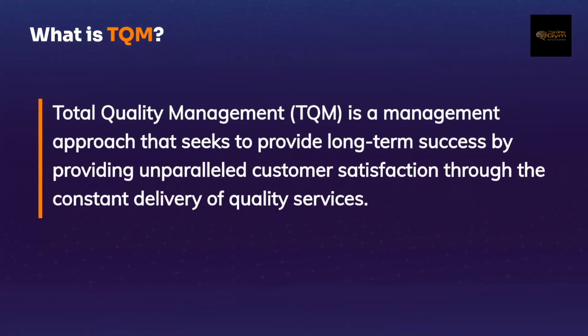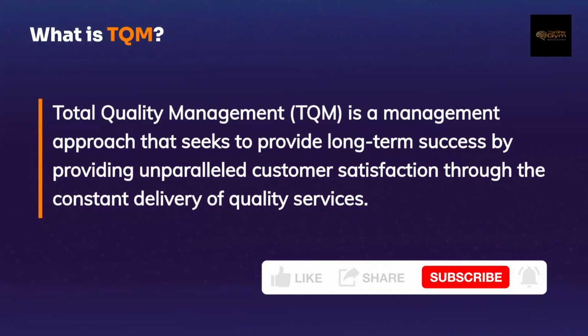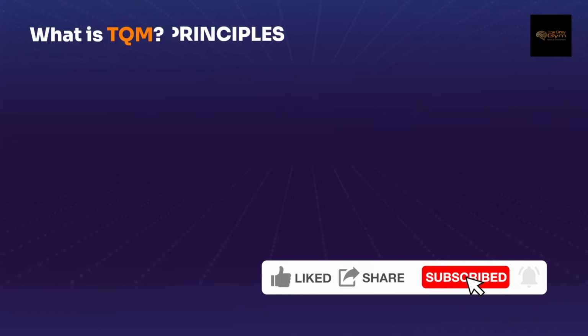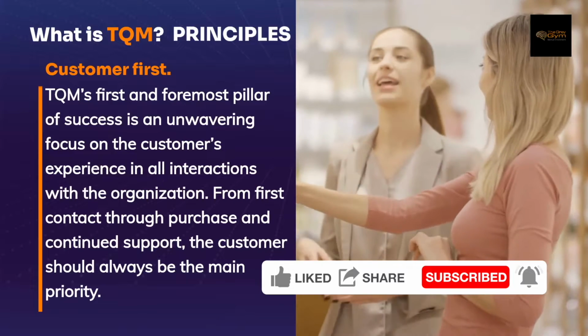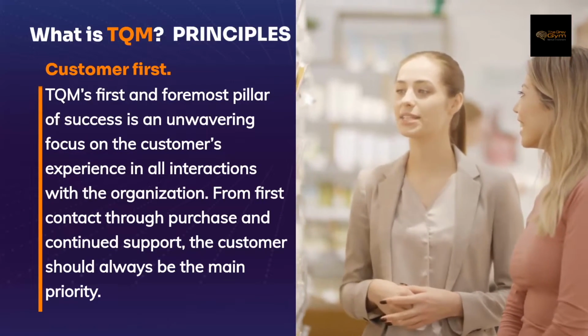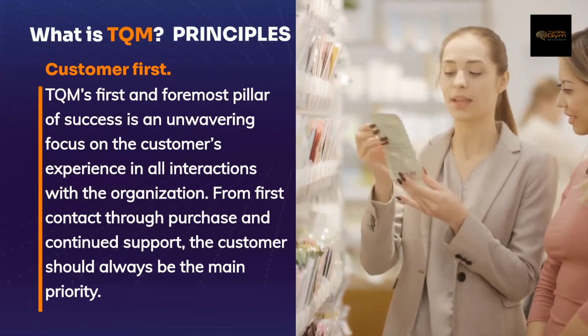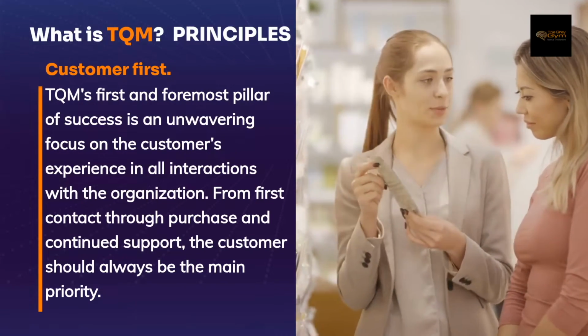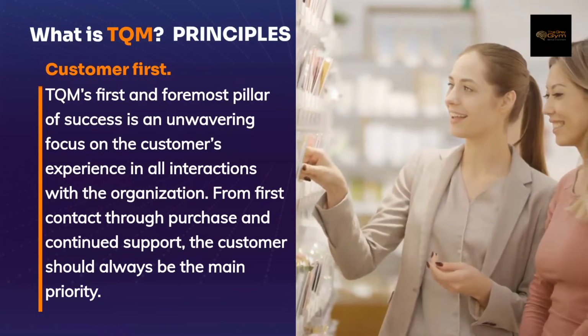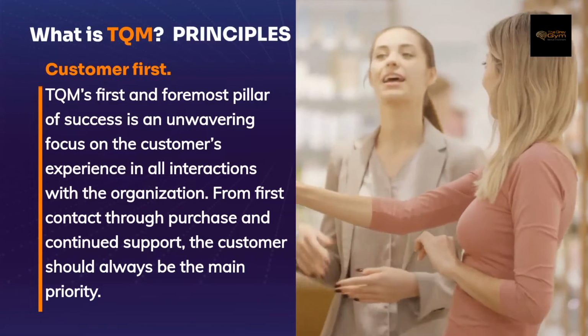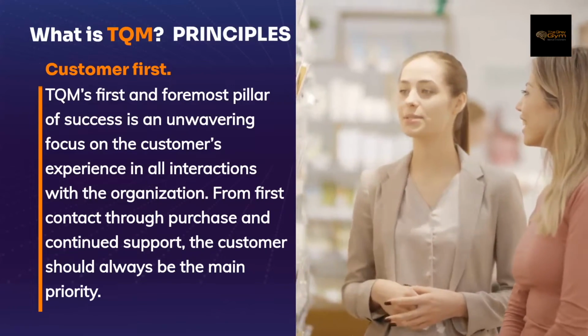What is TQM or Total Quality Management? Total Quality Management is a management approach that seeks to provide long-term success by providing unparalleled customer satisfaction through the constant delivery of quality services. Following are some principles of a TQM. Number 1. Customer first. TQM's first and foremost pillar of success is an unwavering focus on the customer experience in all interactions with the organization, from first contact through purchase and continued support. The customer should always be the main priority.